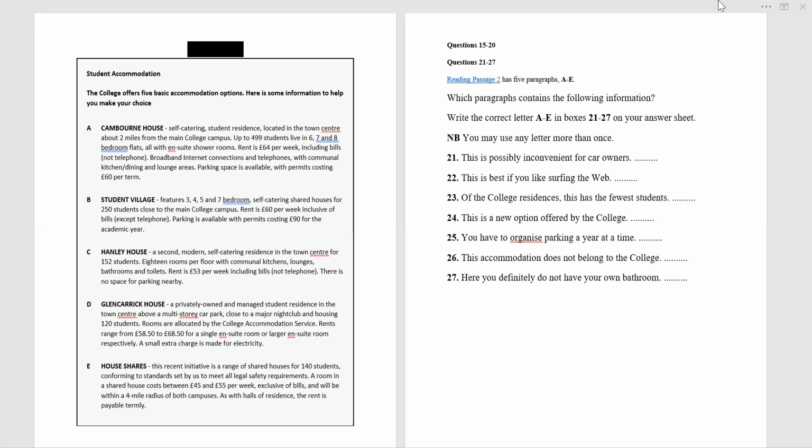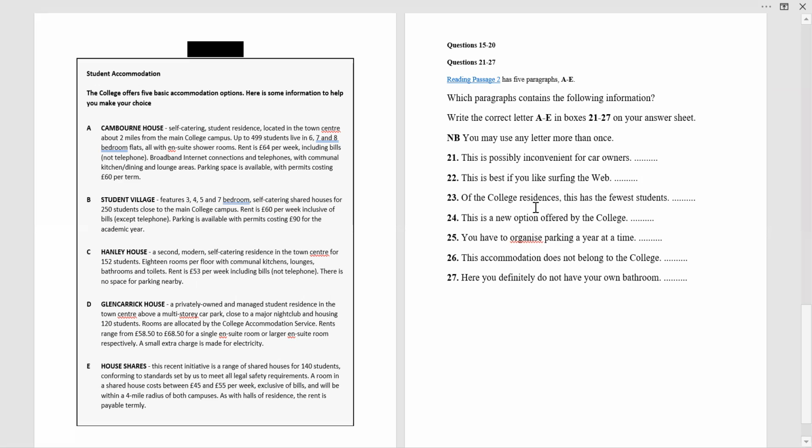I just want to know about the 23rd question. They're asking, of the college residences, this has the fewest students. And in the D, it is written a privately owned and managed student residence. The student residence is one which is out of the colleges only. It is privately owned and managed, but it is again a student residence. Right. Thank you.